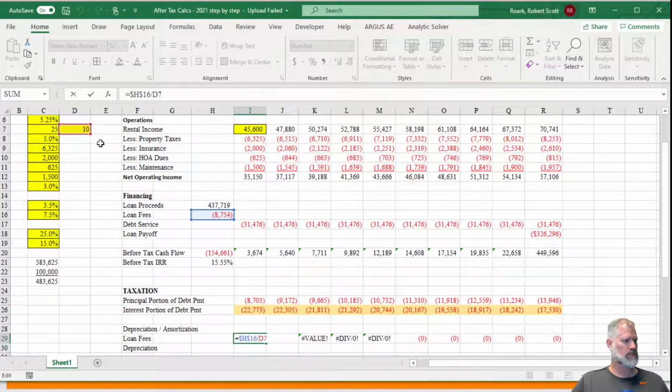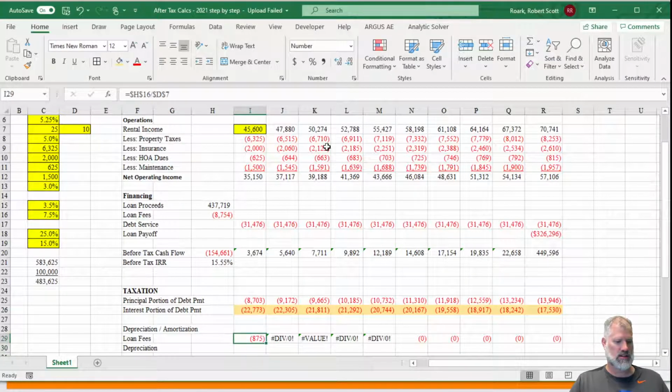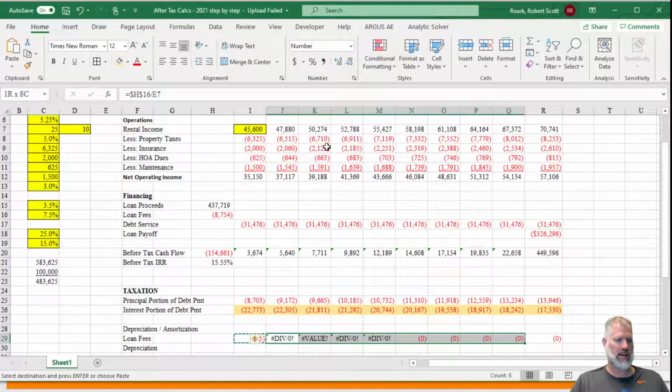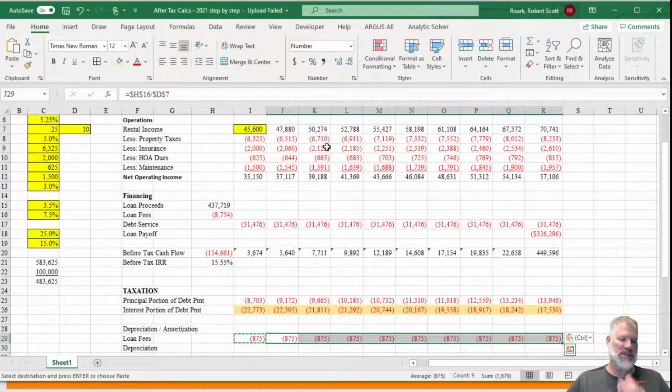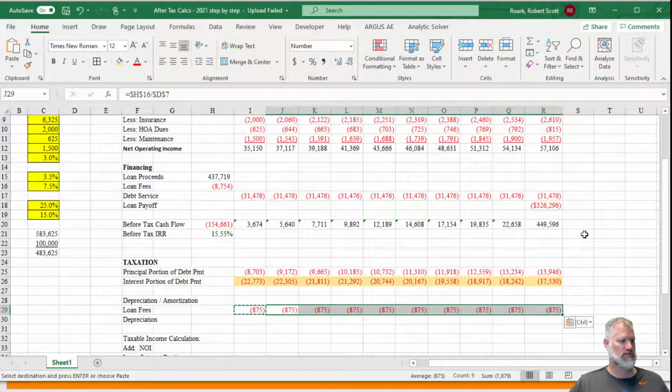Did I not? Oh, the 10. This D7 should be absolute as well. So it's a frequent way of doing spreadsheets. You've got to iterate and fix all the problems that pop up their heads as you're moving through.